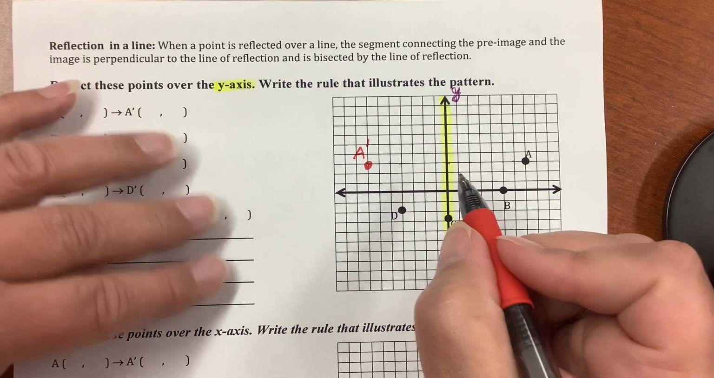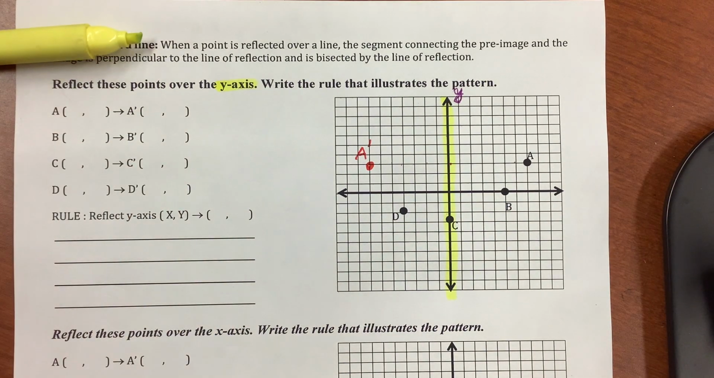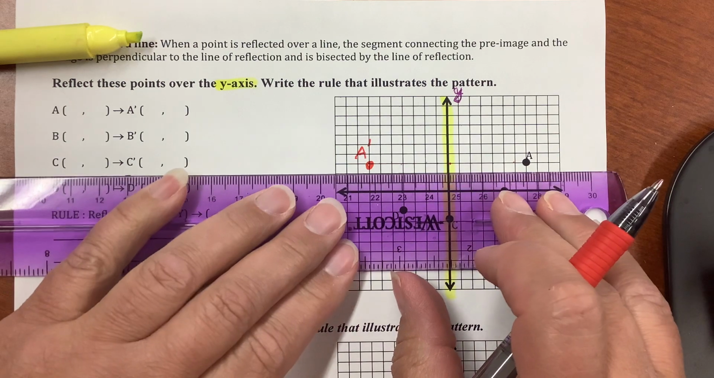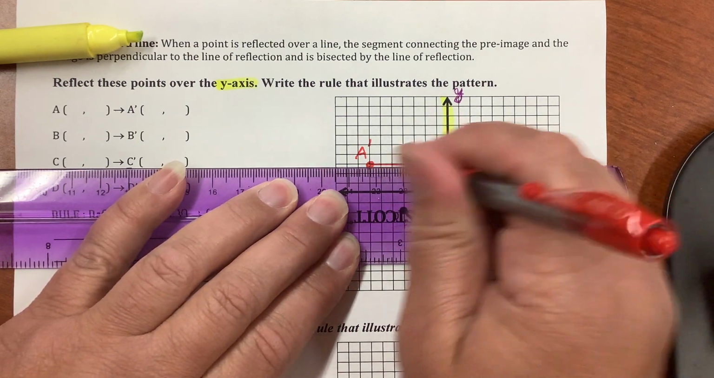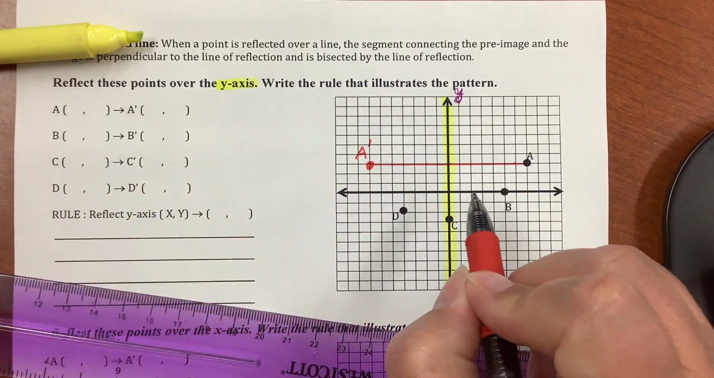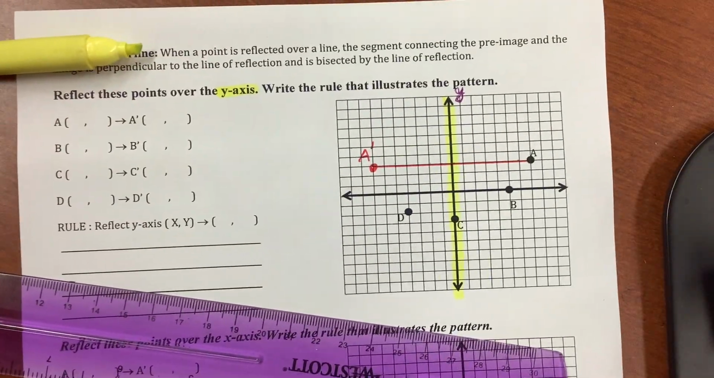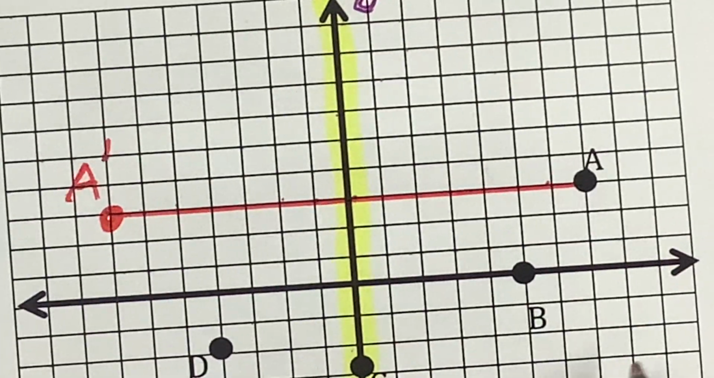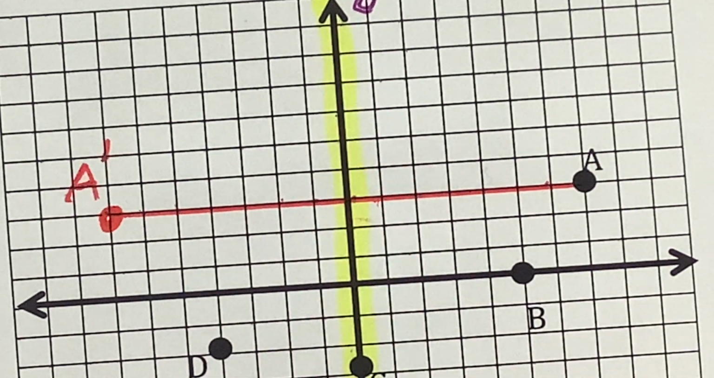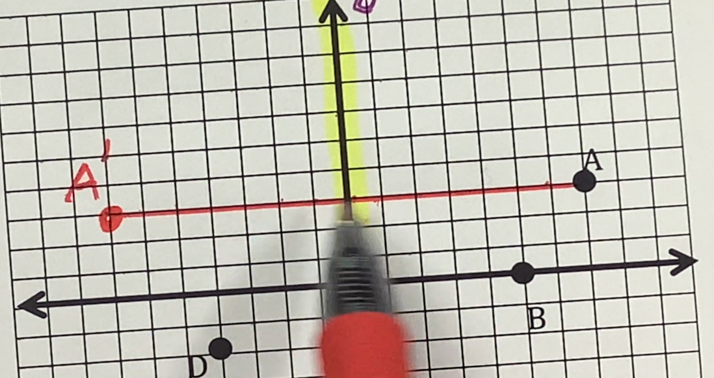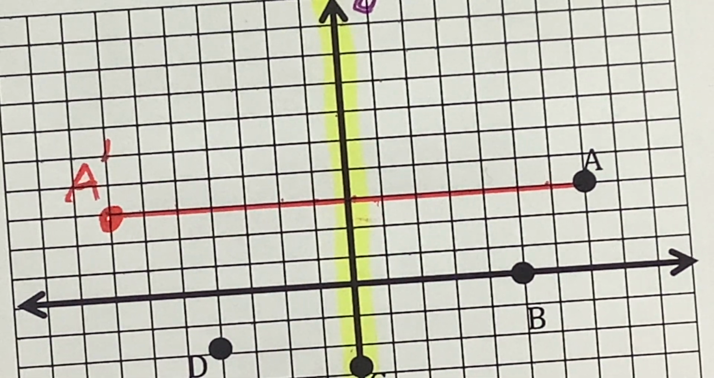So there is a line, which if I had a ruler I could draw. There's a line that connects these two points. And it's perpendicular. Remember, perpendicular means at a right angle? So this line is perpendicular to the line of reflection. In other words, it meets the line of reflection at a right angle.